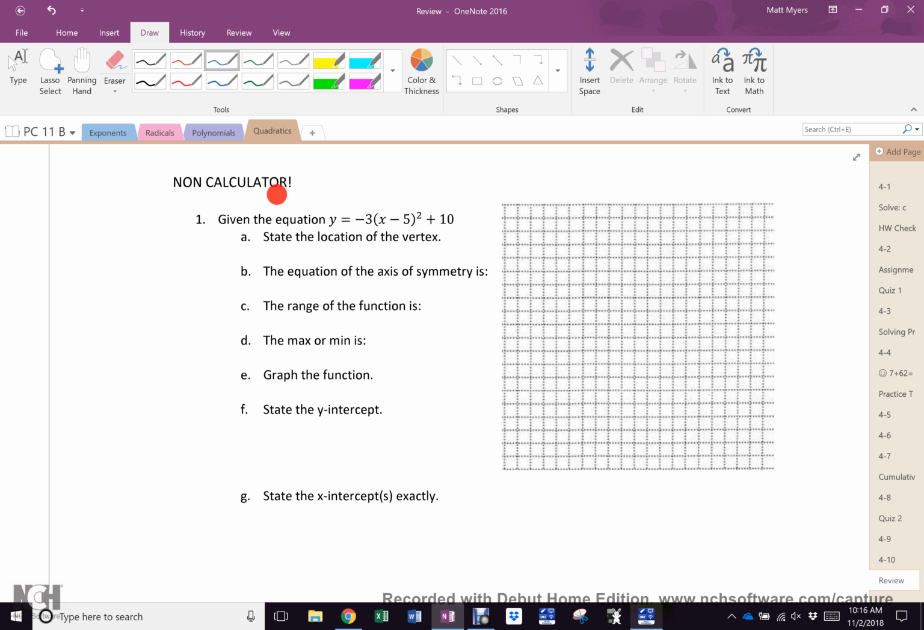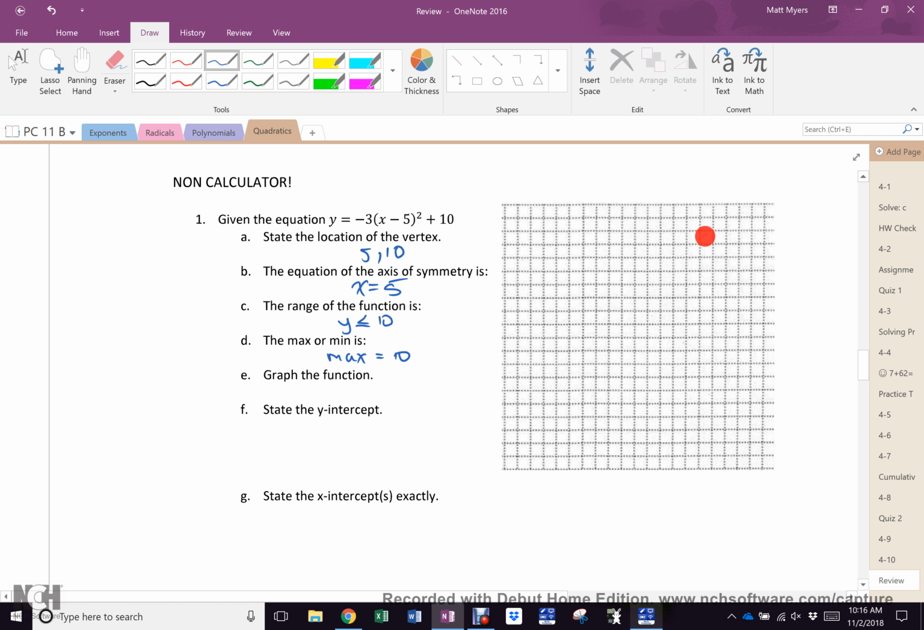Stop it. Okay, what's a vertex? Everything's 1 mark. What's a vertex? 5 and 10. 5, 10, 1 mark. What's the axis of symmetry? x equals what? 5. What's the range? Does it go up or down? It goes down, so y must be less than or equal to 10. The maximum or minimum, what is it? It's a max. And what does it equal? 10. Graph the function for 1 mark.